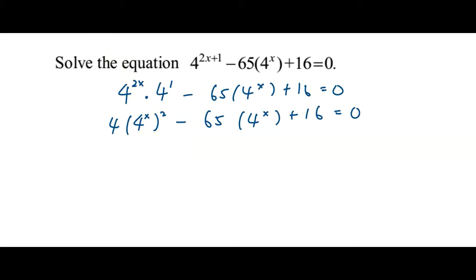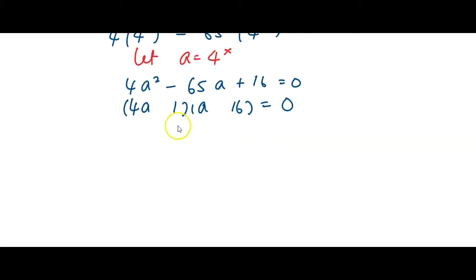You will see that this is actually in a quadratic form where you can substitute a as your 4 power of x. Let a be 4 power of x, then your equation can be written in terms of a, that will become 4a squared minus 65a plus 16 equals 0. Factorize to solve for a first. We can expand it back to check whether your factorization is correct. Then after that, you solve for a.